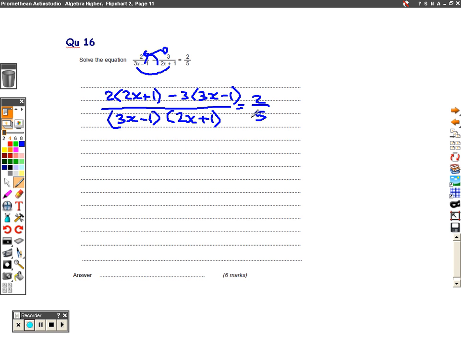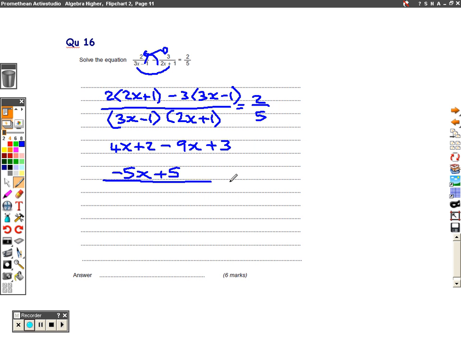Okay, so deal with the top line first, and we'll expand it. 2 times 2x is going to give us 4x plus 2. Be careful of the minus. Minus 9x plus 3. Okay, I'm going to deal with this line first, and then we'll deal with the bottom line. So gather your like terms. Minus 5x plus 5. So that's the top line dealt with.